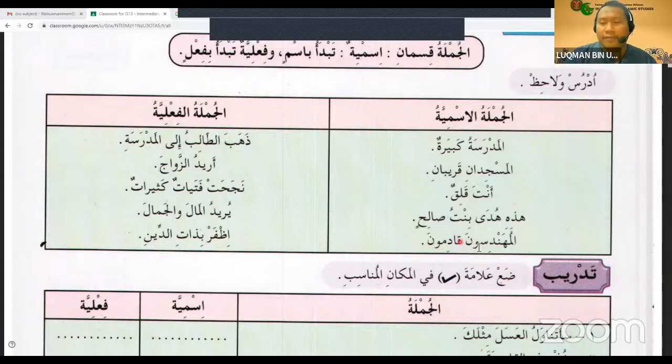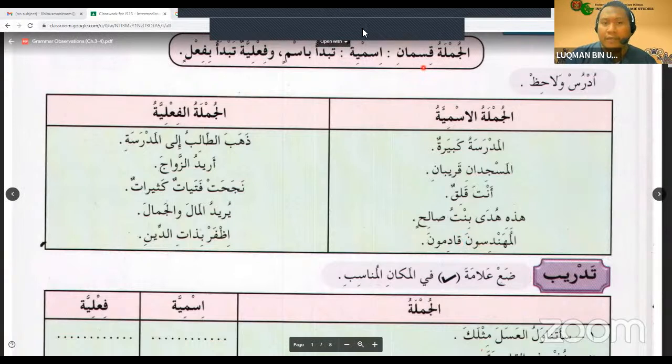So here, the first noun is a feminine noun, al-madrasatu. So subject and predicate should also agree. So this one is an adjectival predicate. Al-madrasatu kabiratun. The school is big. So this is feminine. So also the predicate that you will use will be feminine.